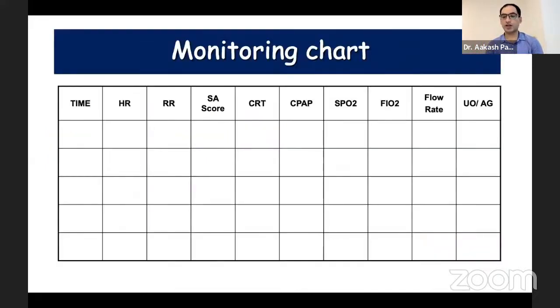Now, this is the monitoring chart which we use in our unit. The common things which we monitor for babies on CPAP are vitals, SES score, CRT, CPAP pressure, saturation, FiO2, flow rate, urine output, and abdominal girth. This is simple and easiest to maintain, and monitoring should be more frequent in babies who are sick.